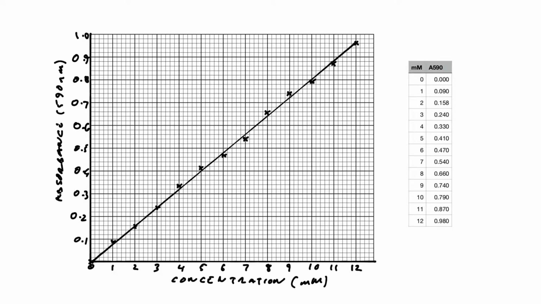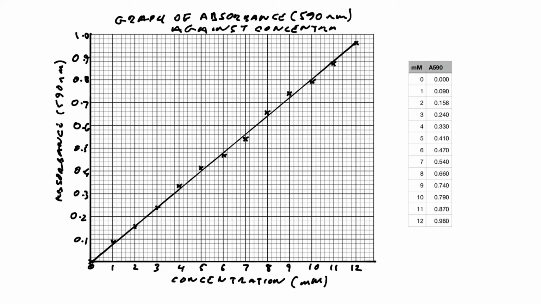It is also key that we don't go beyond the highest or below the lowest readings. So we don't go above the 12 millimolar reading with our line. We cannot extrapolate the data. So don't draw beyond those points. Finally, we need to give the graph a title. In this case it's a graph of absorbance against concentration in millimolar. And we always put the item that is on the vertical axis first and then against what is on the horizontal axis.